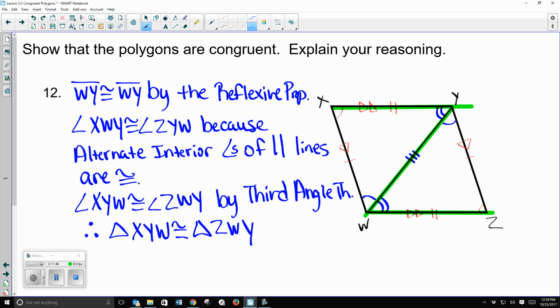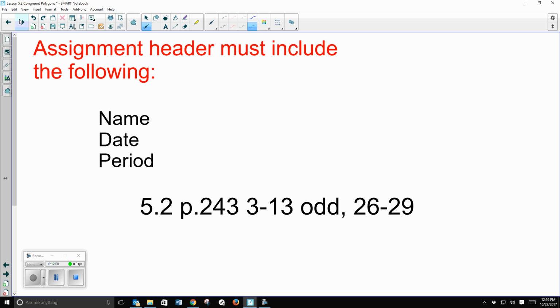Because now we know that all corresponding parts are congruent, right? Any questions? We have another lesson. I will give you extra time, but I would try to do as much of both homeworks as you can.